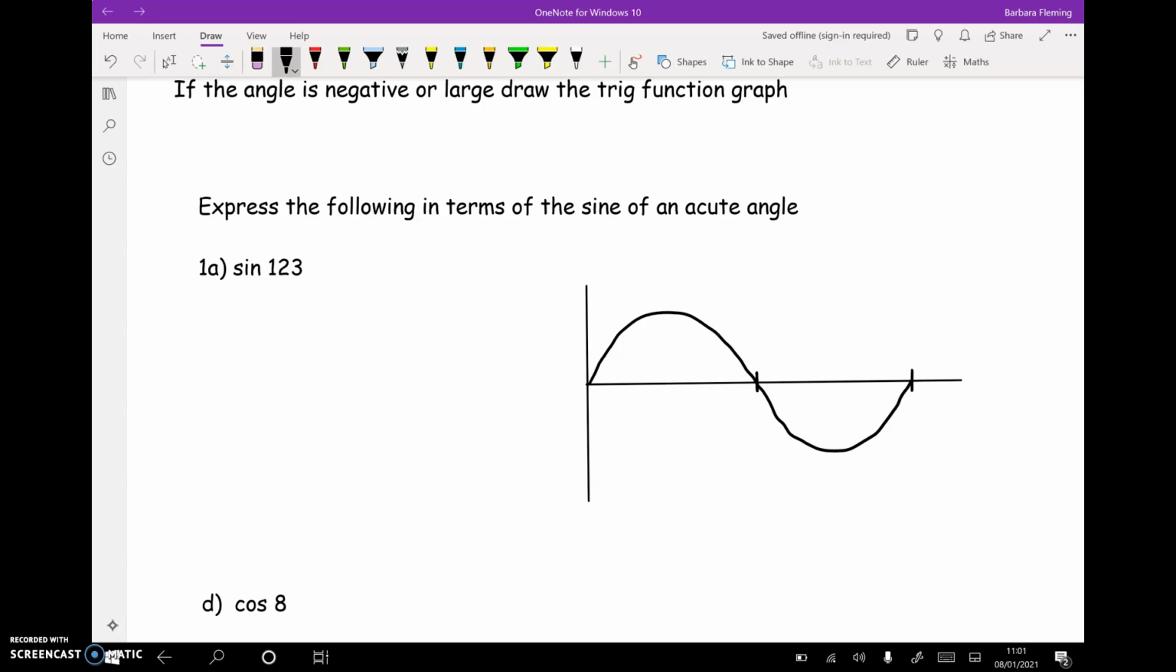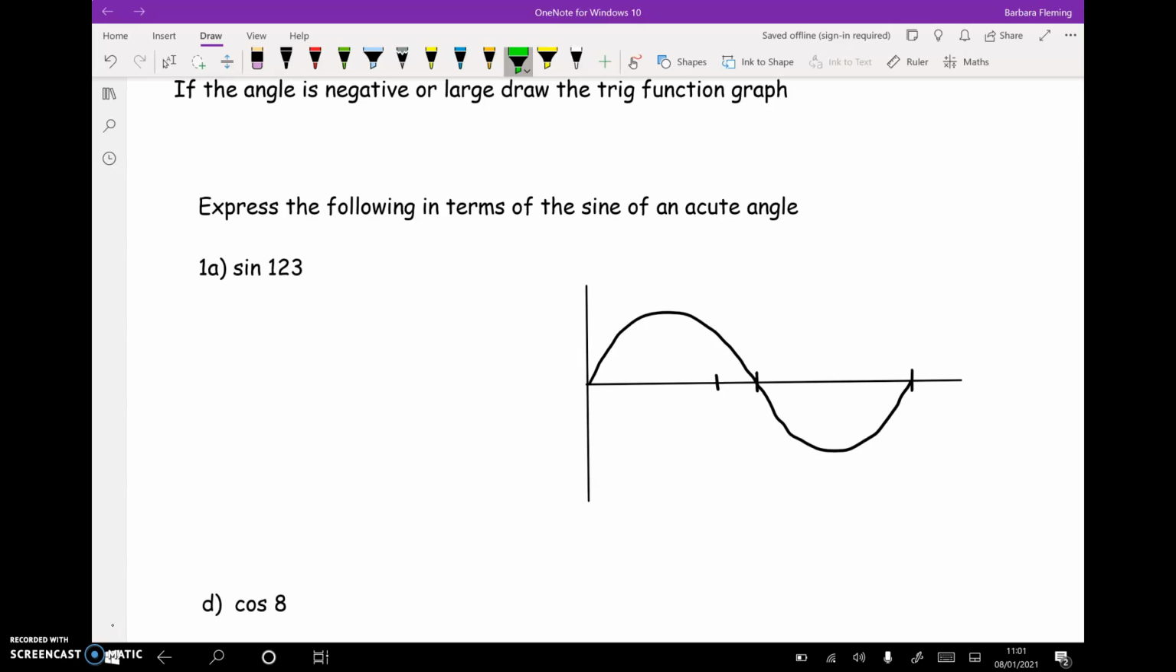Now, 123 is less than 180. You need to know as well that the halfway point, the top maximum turning point of the graph, is at 90. 123 is obviously further on than that. So 123 is somewhere around there. This does not need to be exact, but you need to know which region it's in.